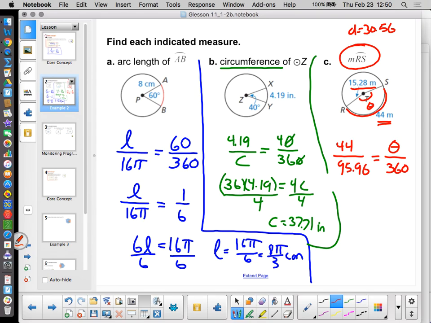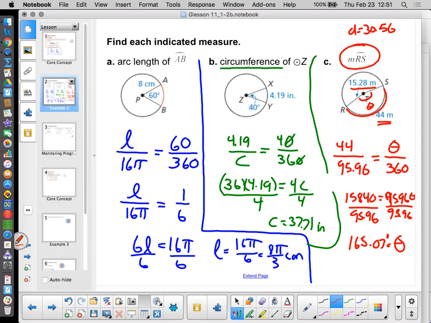And we just cross multiply. 44 times 360 is 15,840 equals 95.96 theta. And I divide by 95.96. Hit the right buttons. I get 165.07. Okay, and the context is degrees.